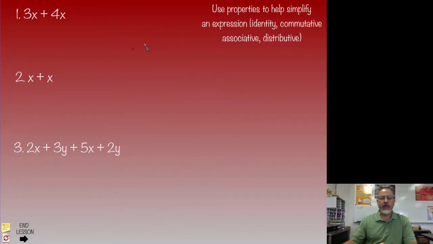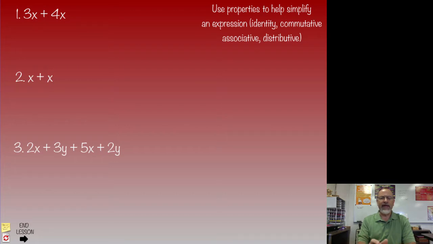Now, we're asked to use properties to help simplify the expressions, and remember the properties that we've looked at so far: the identity property, commutative property, associative property, and distributive property. As I do these examples, I'm going to go through and do each individual step and show you how these properties are actually working.